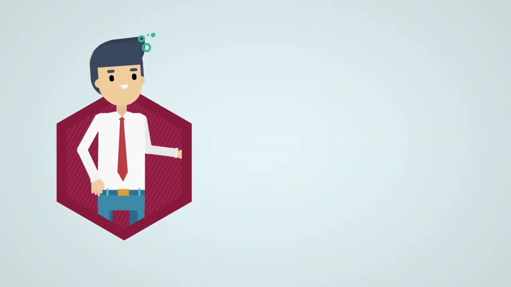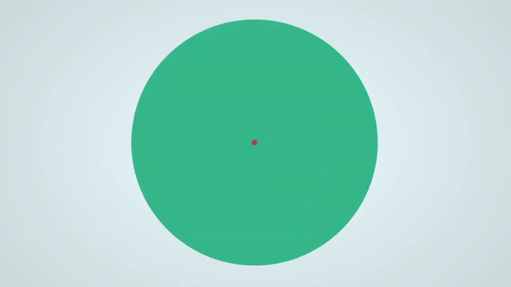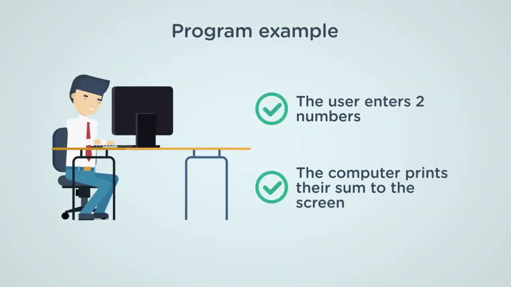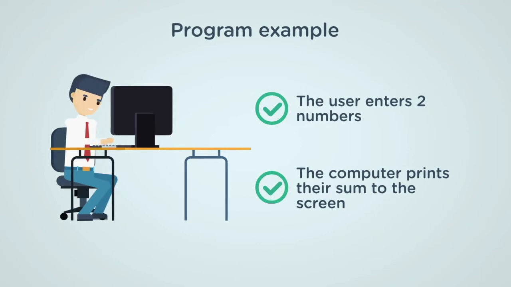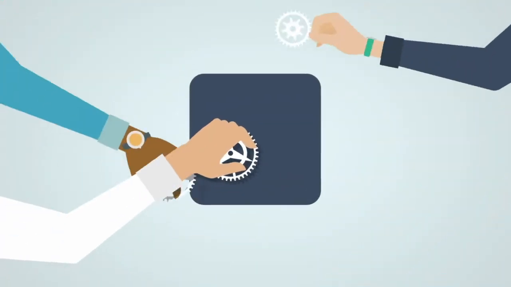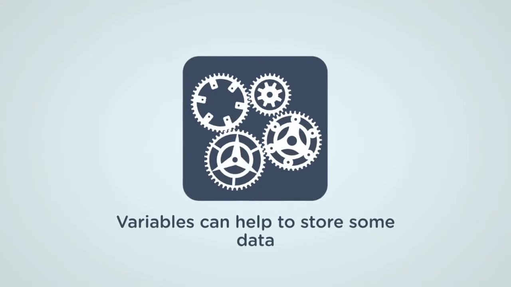Variables is a very important programming concept. It is a base of short memory in the program. We often want to pass and store data during the program execution. For example, we have a program that adds two numbers received from the user and prints the results to the screen. We need to store these numbers somewhere in the program, and variables can help us to do this.